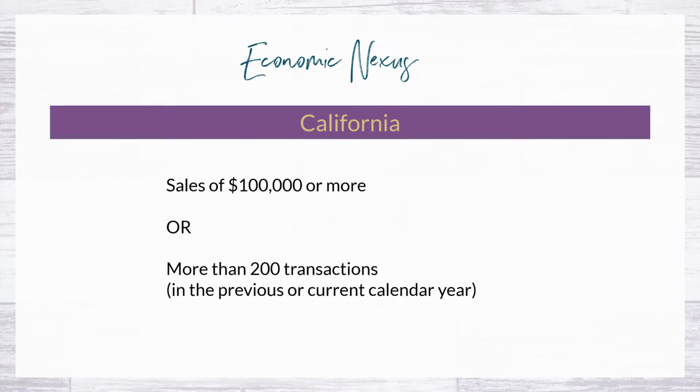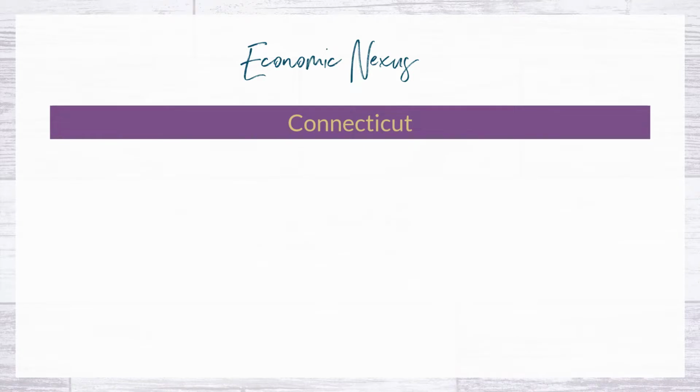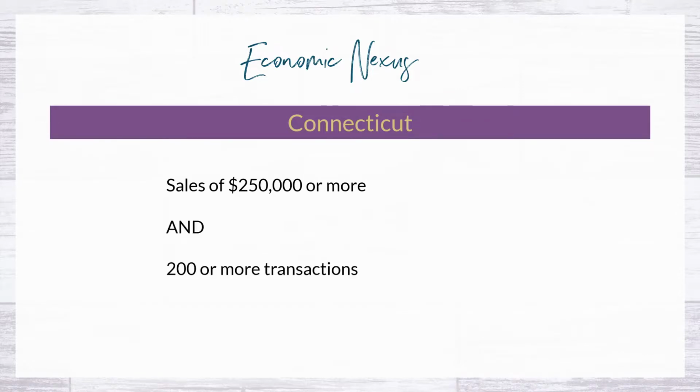Let's look at another one. Connecticut. Connecticut has a threshold of $250,000 or more in sales. Instead of or, they say and 200 or more transactions in the previous calendar year. So you can see how this is a little bit different than California. So Connecticut wants you to have sales of $250,000 or more and 200 transactions. So you have to meet both criteria to trigger economic nexus in Connecticut.